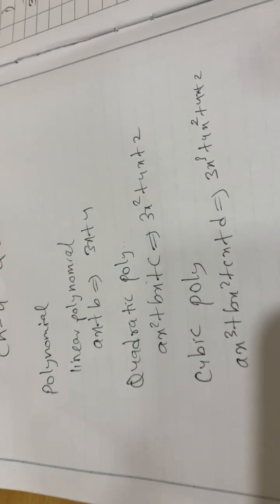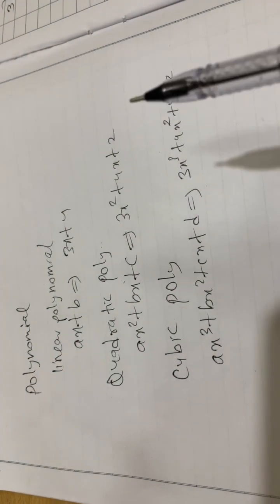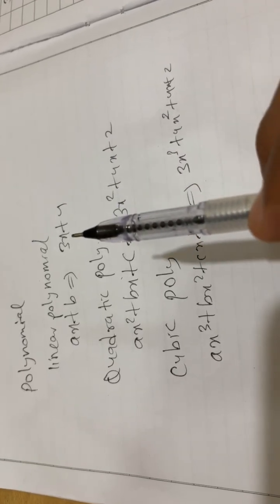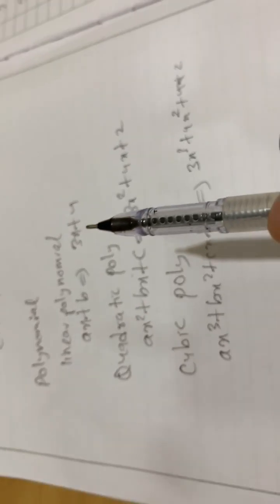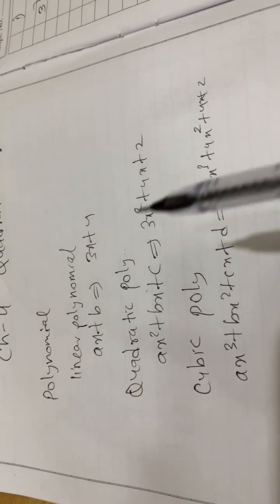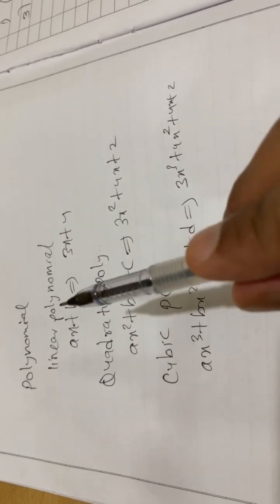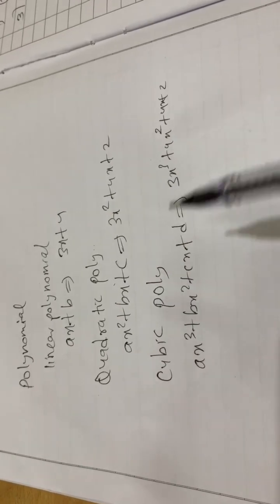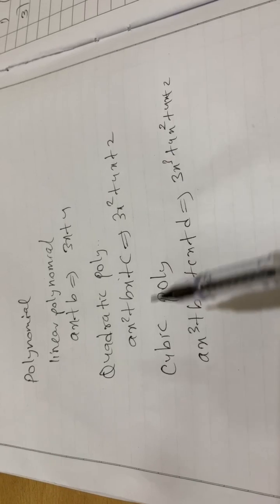So all these are polynomials because they are not equal to 0. Polynomials are classified according to degree, and it is not equal to 0. If you observe, the degree over here is 1, it is linear. The highest degree is 2, it is quadratic. And if the highest degree is 3, it is a cubic polynomial.